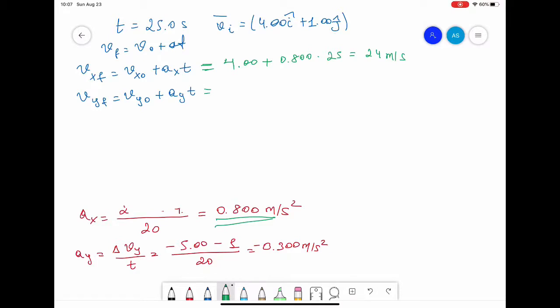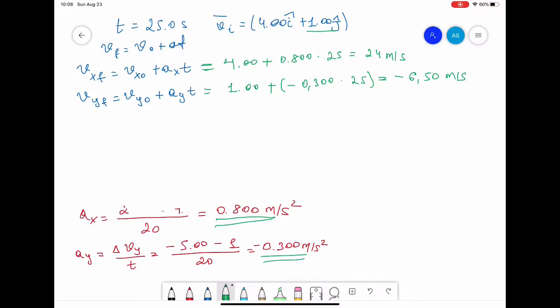Now, what about v y final? Okay, the y component initially is this one, so which means 1, plus acceleration y, which was found from here, which is minus 0.3, multiplied by 25 seconds. So if you do the calculation, you will find that it's equal to minus 6.5 meters per second.